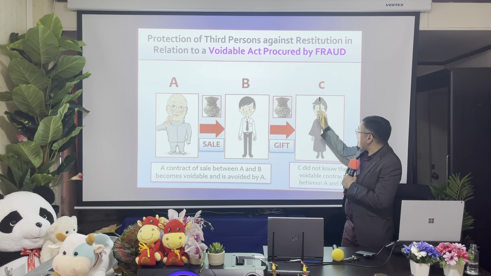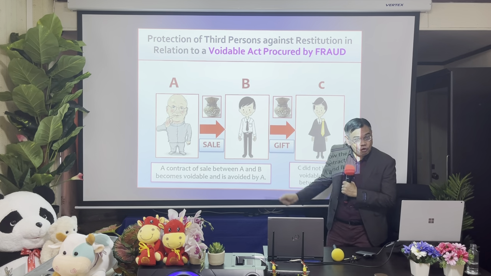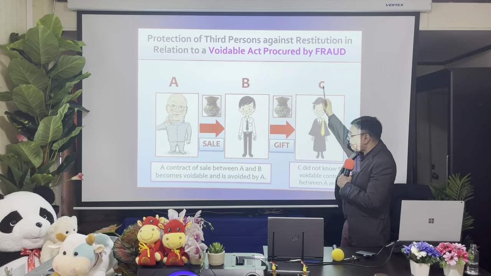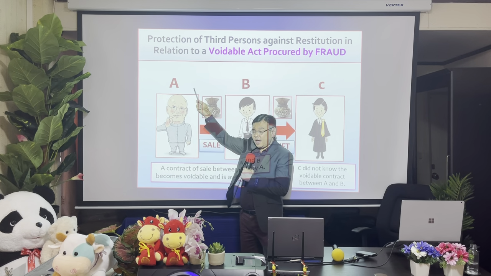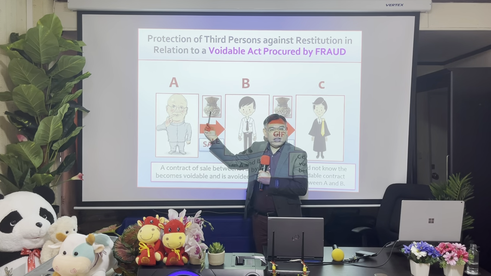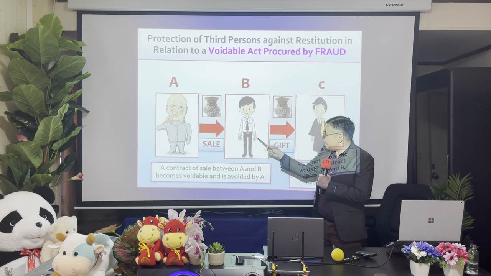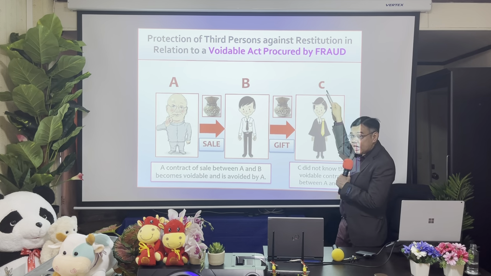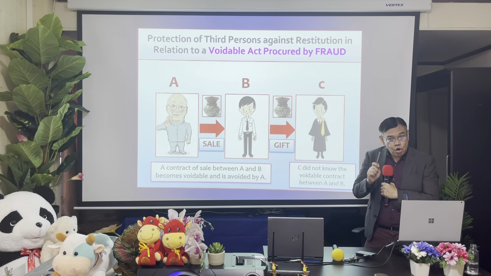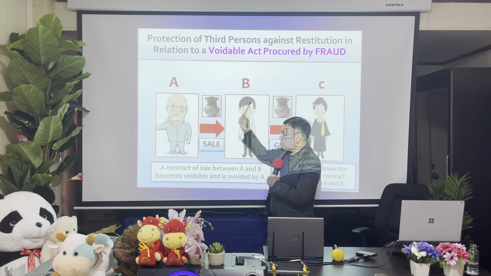In this case, C did not have to pay anything to B. C received this property not for value, because C received it under a gift, not a sale. But C did not know anything about the contract between A and B. C did not know that, in fact, the contract between A and B was voidable and has later been avoided by A, so that B had no right to give the property to C. C did not know anything about this. So in this case, C has received this property not for value but in good faith, because C did not know anything about the contract between A and B.